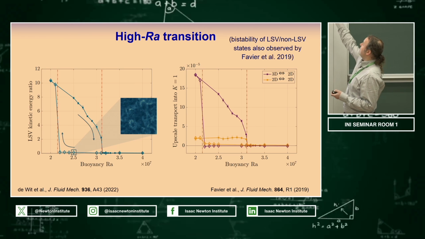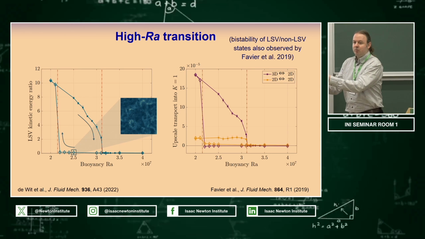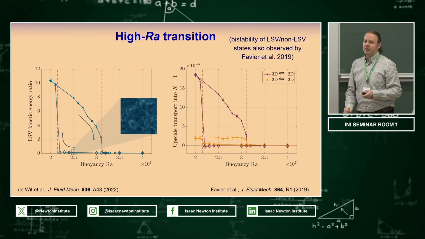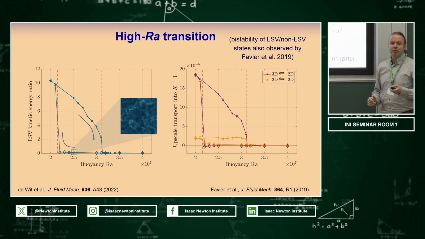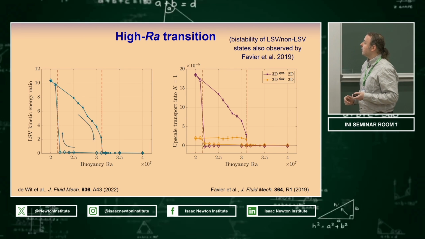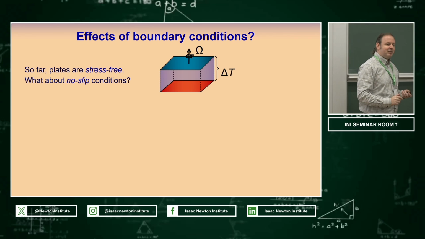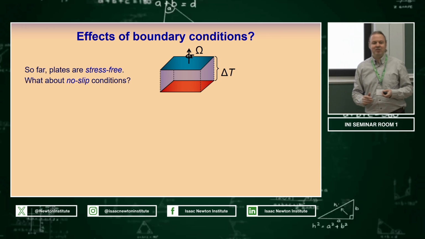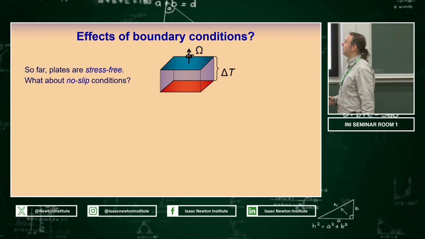I have to say that this bistability between a large-scale vortex state and a state without a vortex was also observed by Favier et al. in an earlier paper. So this is a sort of extension of that work. But these are nice stress-free boundary conditions, and as an experimentalist, I'm a bit worried about those. I cannot really replicate those that easily.